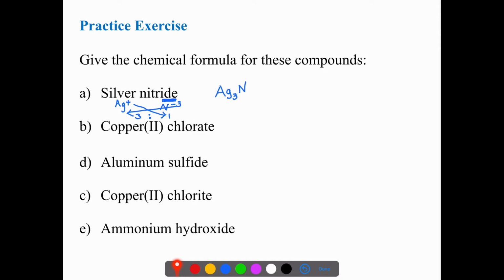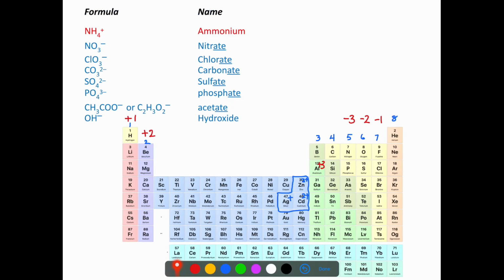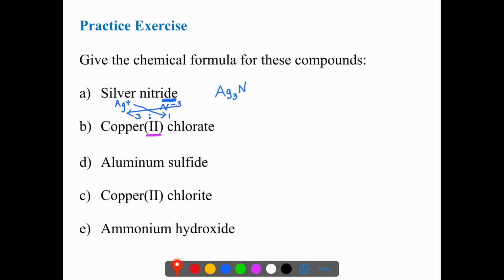Next example, copper 2 chlorate. The copper 2, the 2 here is the charge of copper. Since copper is one of those transition elements, it comes with variable charges, and the charge is specified here for you. So we are dealing with a copper 2 plus ion.